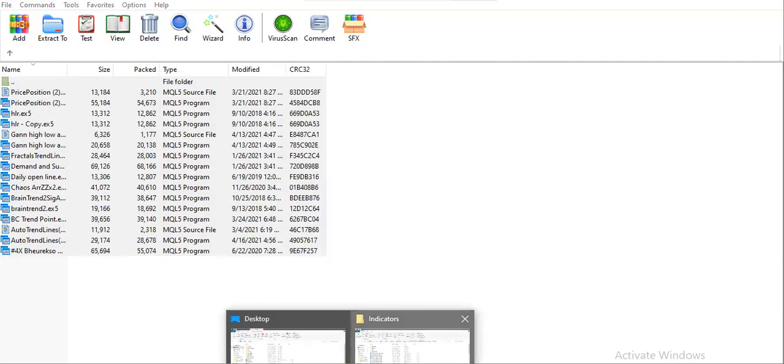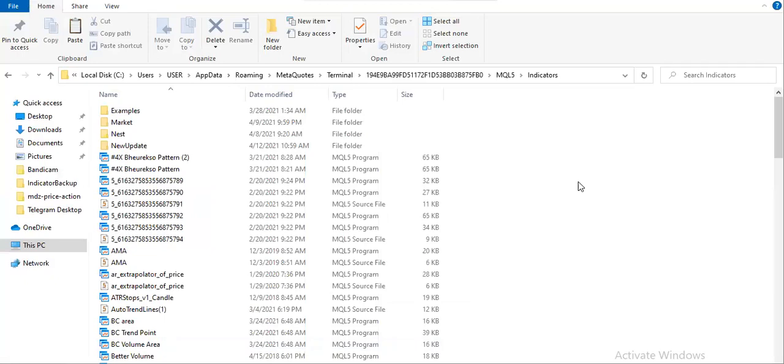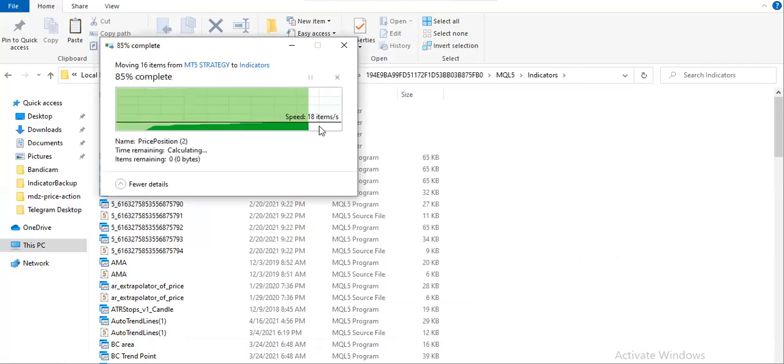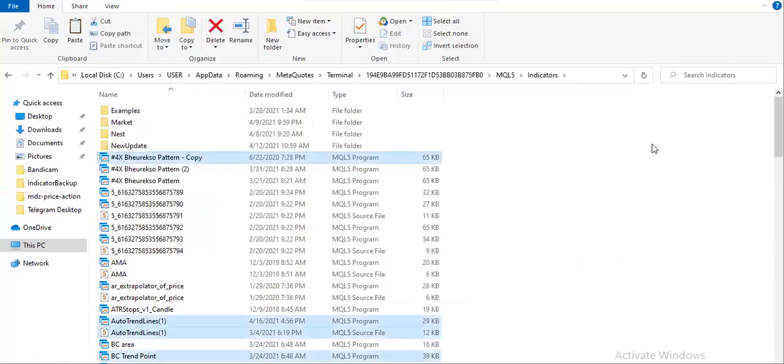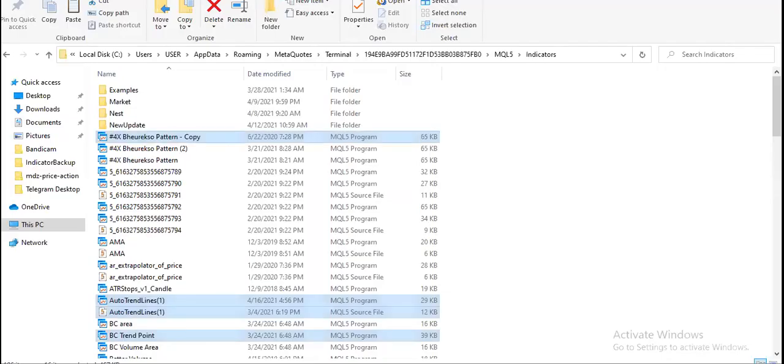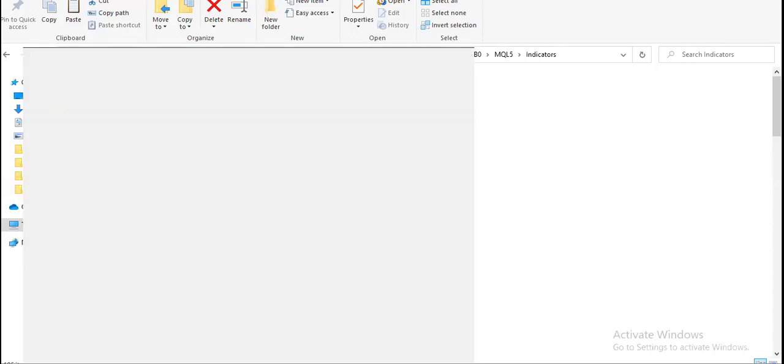Then you go to the folder that is open, which is the indicator folder, and you paste all the files there. Because I have it there, it says replace, so I can just do that. Once you're done with pasting it, that's all. You just need to close your platform. You go back to your Deriv platform, you close it, and then open it again. So I'm going to go ahead and close this one. Then I'll open it again.